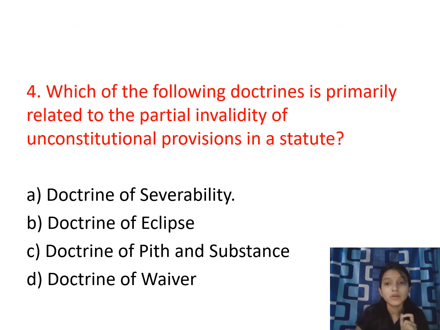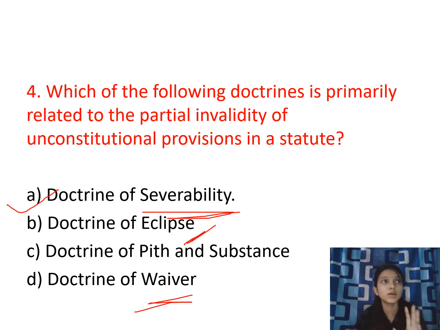Next we have, which of the following doctrines is primarily related to the partial invalidity of the unconstitutional provisions in a statute. Again I have made a detailed explanation on the doctrines. Doctrine of severability is about partial invalidity, eclipse is to hide, and doctrine of waiver is to waive off one's rights. So here the answer would be doctrine of severability. In this doctrine we can separate the part which is unconstitutional. So the answer would be option A.